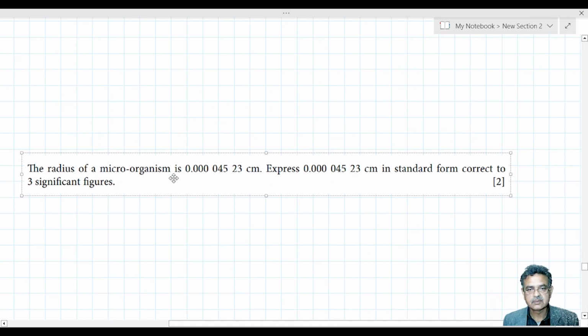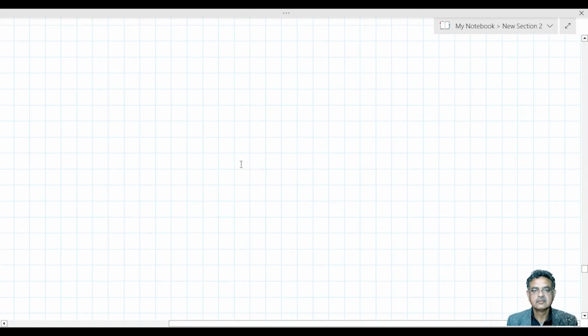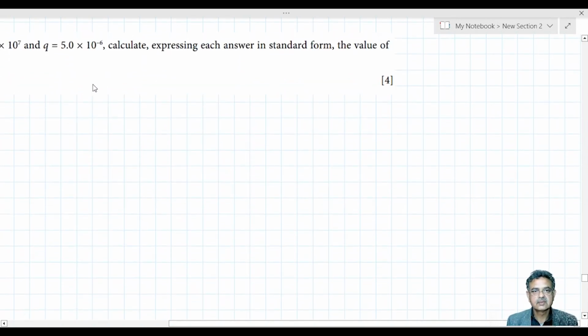The radius of a microorganism, I think these two questions were mixed up, so leave this question. Next question.